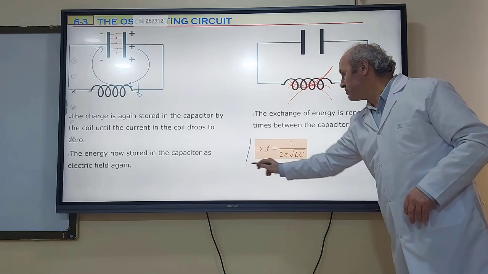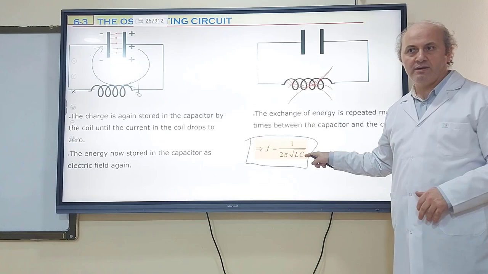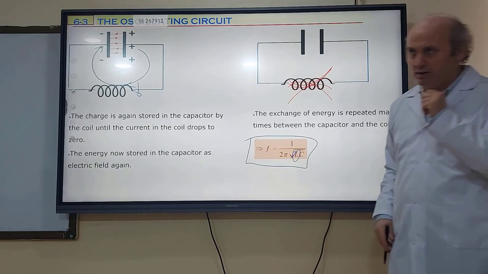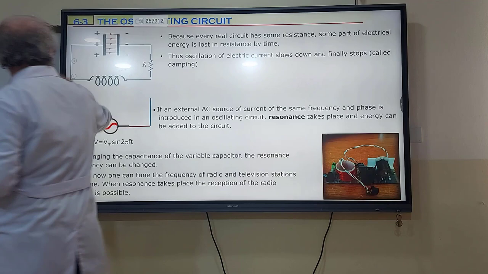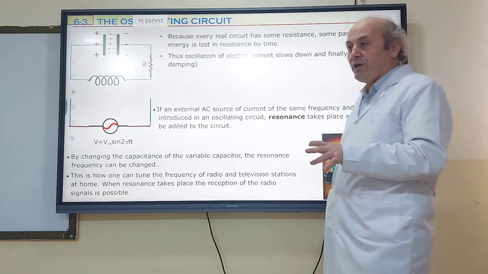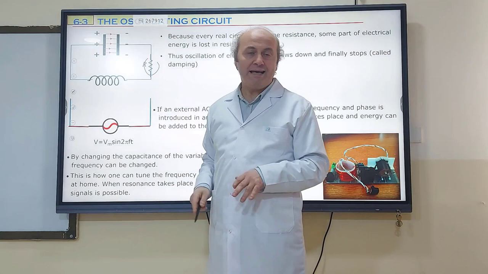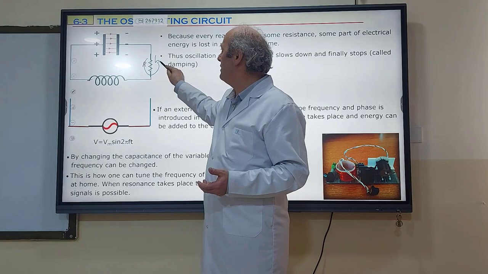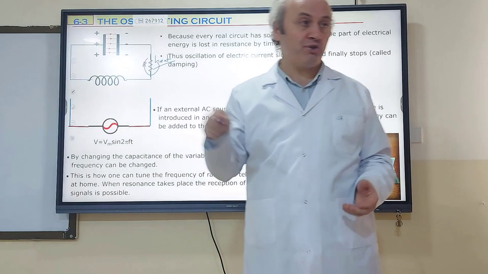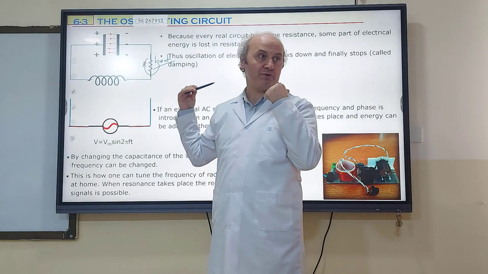The frequency of the oscillation is, just like the previous example, 1 over 2π root of LC. It depends on the capacitance of the capacitor and the inductance of the coil. But every real coil has some resistance. Because of the resistance of this coil, the energy oscillating between the capacitor and the coil will be converted to heat over time. If you want this circuit to continue oscillating, you have to give it the energy which is lost as heat by using a source.